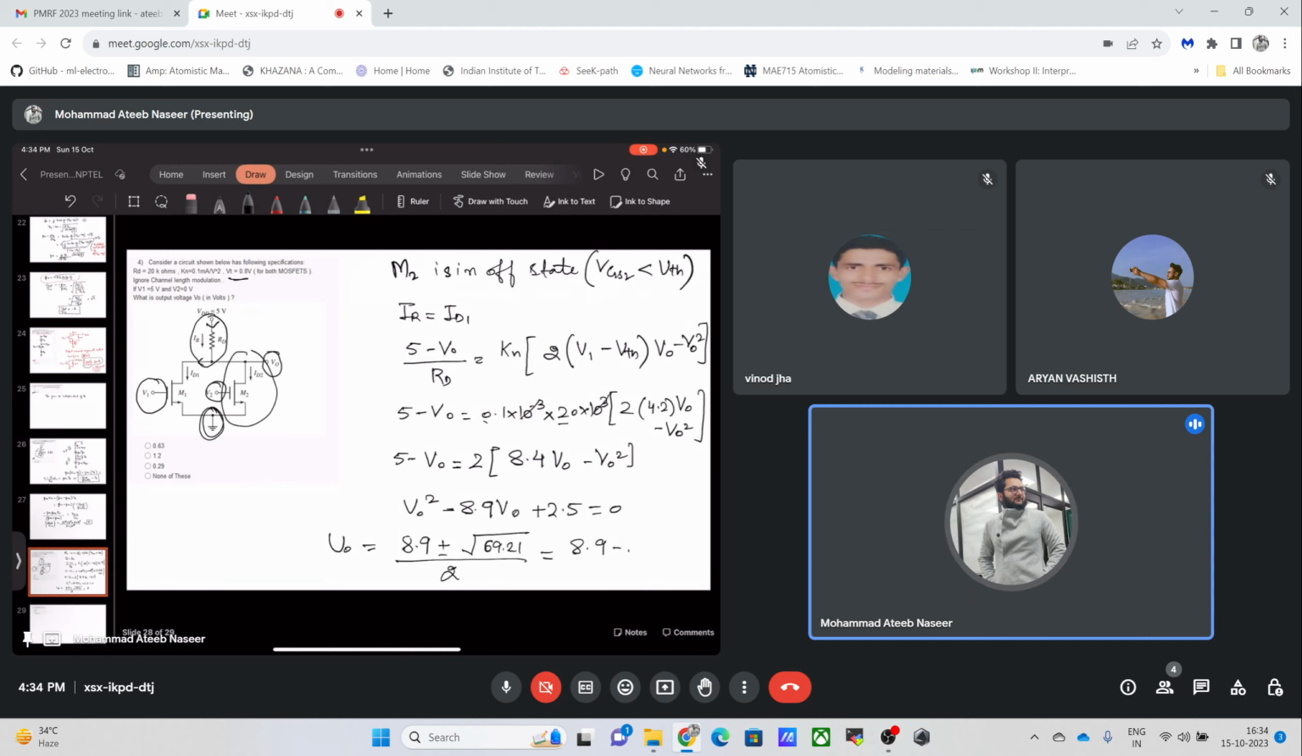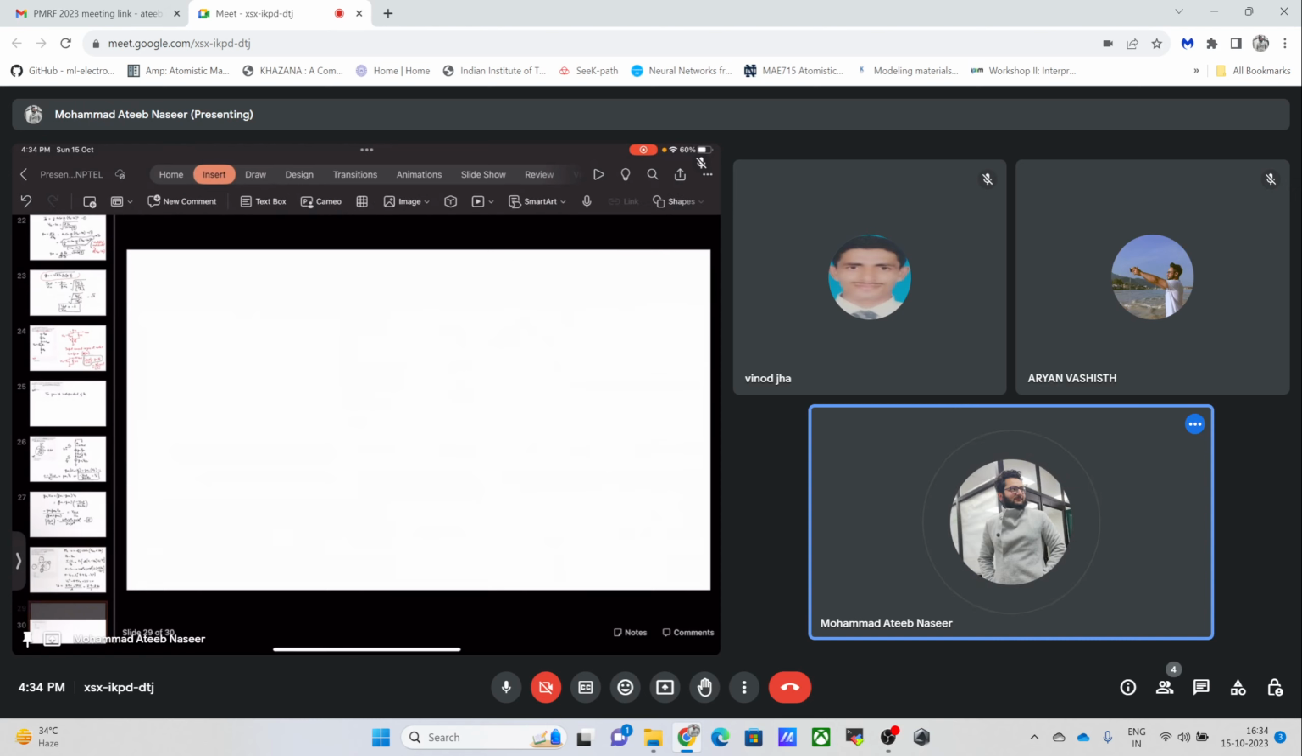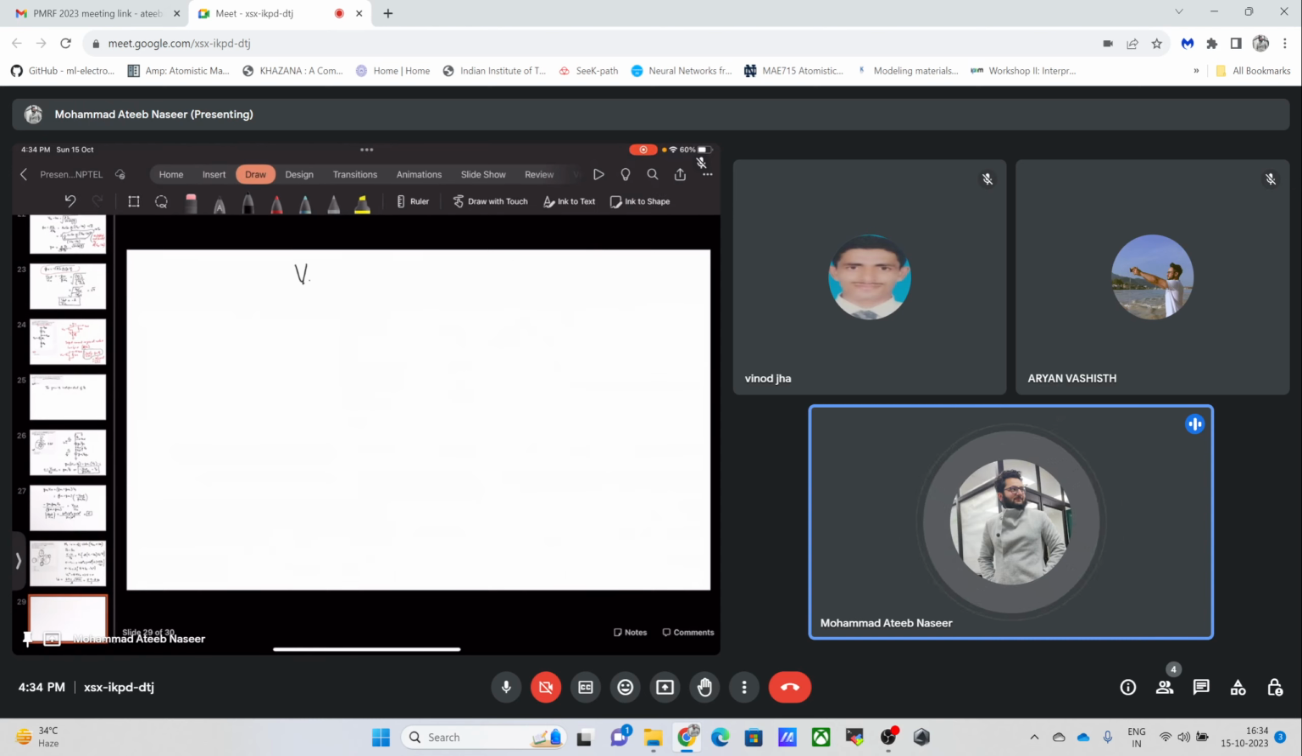It is simply equal to 8.9 minus 8.32, because this cannot be greater than the VDD. That's why we have ignored the plus sign, divided by 2, and this V naught would come out to be equal to 0.29 volts. Okay, as simple as that.